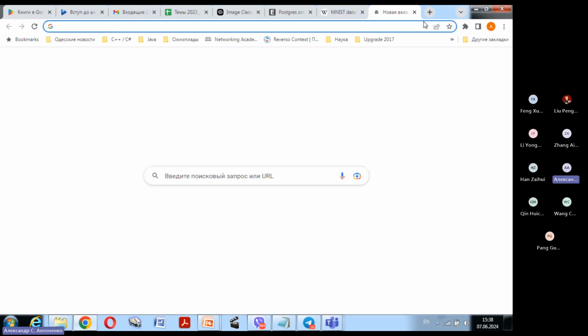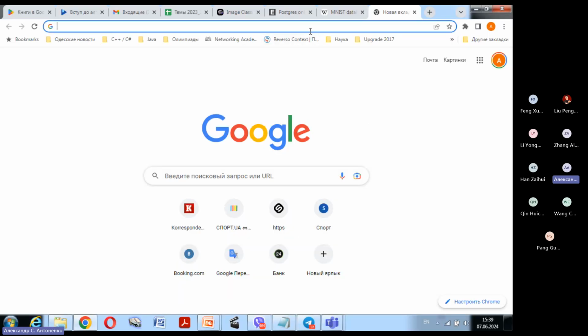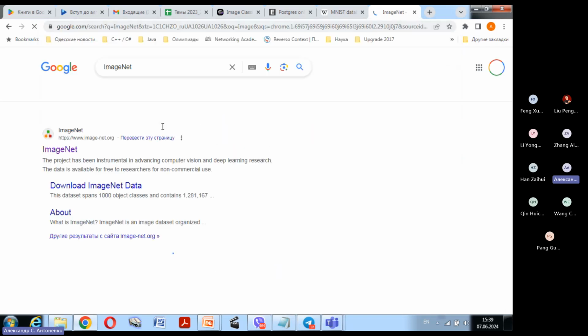But actually we have more complicated databases, like the Pascal VOC challenge. It consists of 10,000 images over 20 categories. Caltech has more images and more categories. And the really big and really famous data set is called ImageNet. It consists of millions of images, and it says this, but it seems that right now it's even more. Let's find ImageNet.